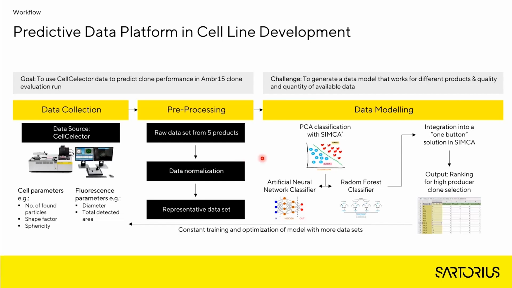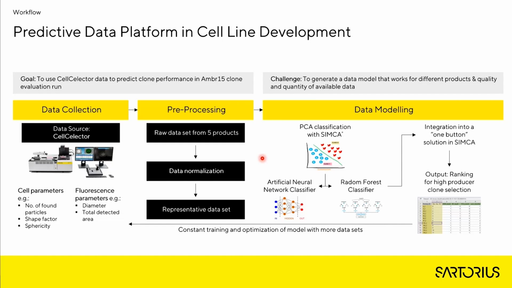And as the last step, the data modeling would be started using different machine learning algorithms like principal component analysis, classification type of algorithms, which was done in SIMCA. And also 2 more machine learning algorithms like artificial neural network classifier and random forest classifier. And at the end of this step, we integrate the whole algorithm or strategy into a one-button solution in SIMCA, which would be very easy to use.